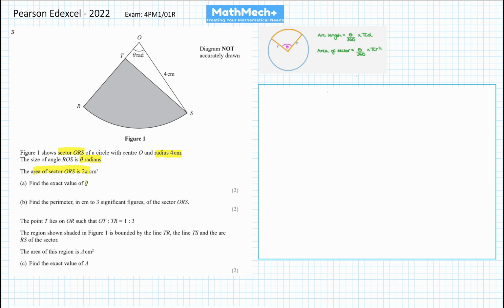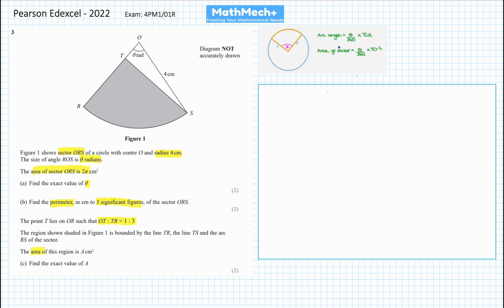The area of the sector is given as 2 pi. Find the perimeter and find theta, which is the angle. And in our third part we have some aspects to do with ratios and the area as well. Keep note of the fact that we have to find the exact value. And we have a few formulas on top there as well.